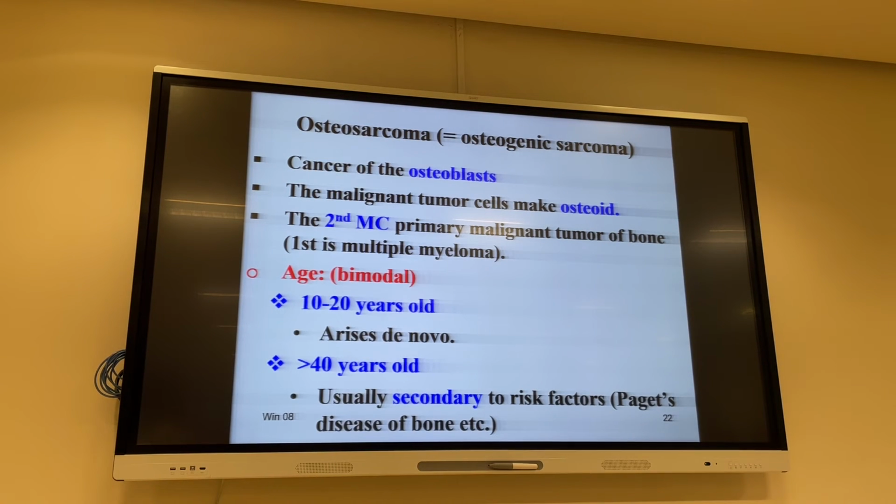And in terms of occurrence, it has a bimodal age distribution. The first one, 10 to 20 years, is what we call the primary osteosarcoma, usually arising without a preceding bone disease. And the second one is going to be in the older population, following a bone disease such as Paget disease or bone infarct or other radiation, for example. Now, one thing you will see with this one is that the distribution of the primary one is going to be different. For example, the skull bones are going to be more with the older variant, the secondary variant of the disease.